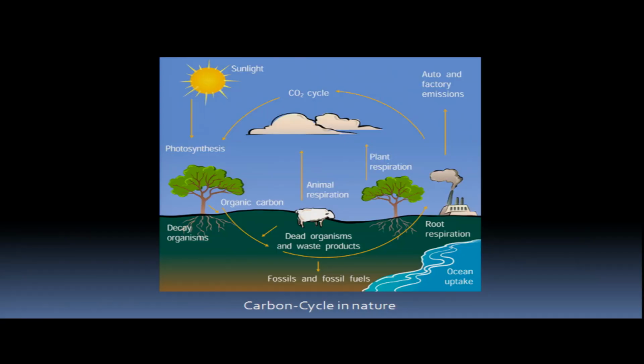Before coming to the nitrogen cycle, the same carbon dioxide cycle has been shown in pictorial form. Plants, through the process of photosynthesis, are utilizing the carbon dioxide, and through the process of respiration, they are releasing the carbon dioxide, and the animals are eating the plants. Through the process of respiration, they are also releasing the carbon dioxide. The cycle has been shown, and the principle has been shown in the earlier slide.